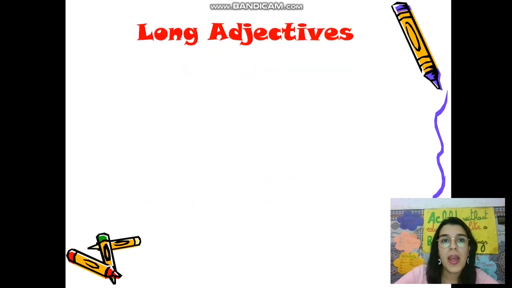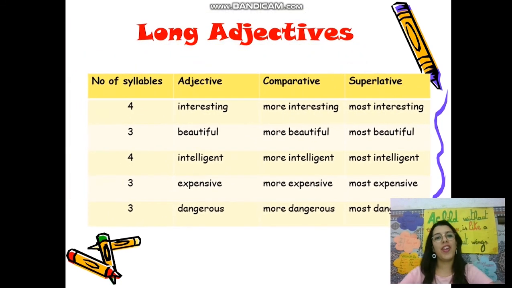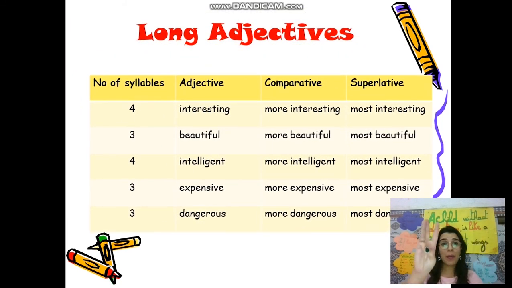Here we have long adjectives, three syllables or four syllables. So interesting becomes more interesting when we use the comparative, and the superlative is most interesting. Beautiful, more beautiful, the most beautiful. Intelligent, more intelligent, the most intelligent. Expensive, more expensive, the most expensive. Dangerous, more dangerous, the most dangerous.